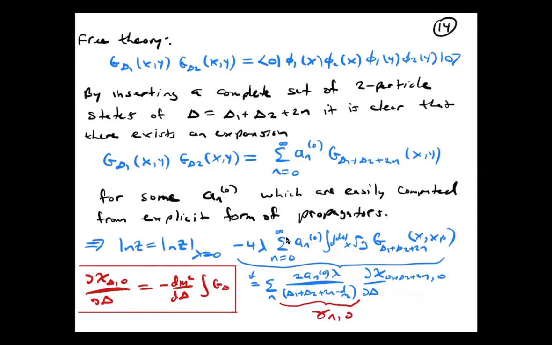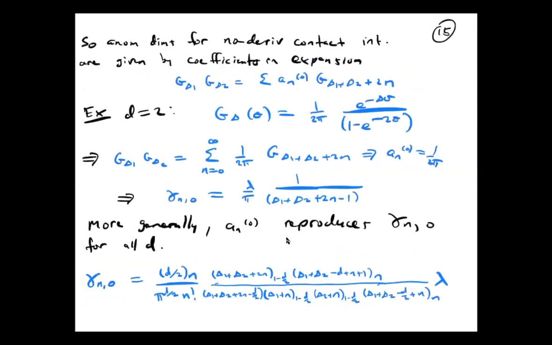So what this says is that the real data in the anomalous dimensions is just coming from the expansion coefficients in this kind of formula: the expansion of products of propagators in terms of single propagators.